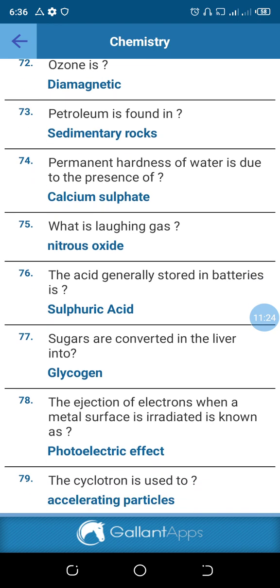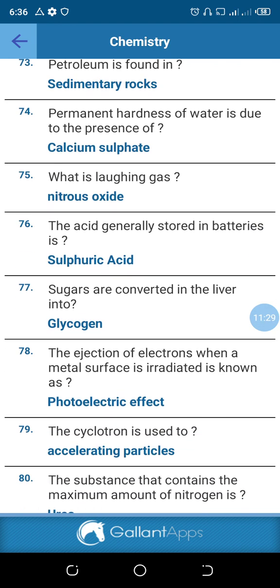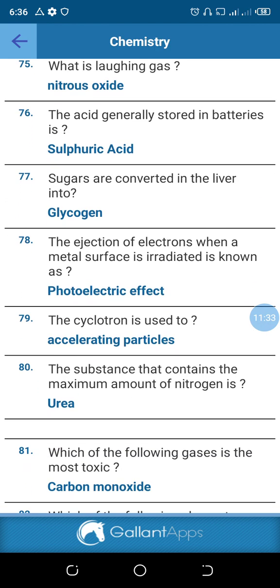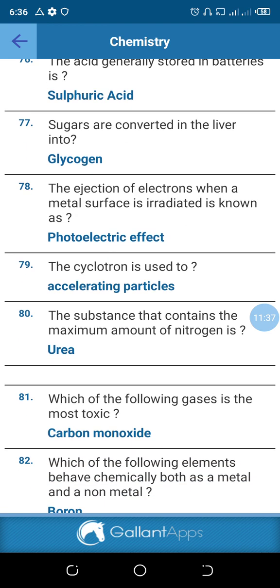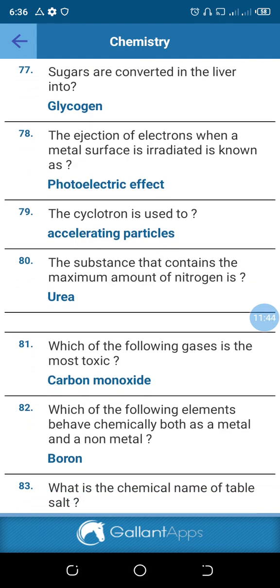Petroleum is found in sedimentary rocks. Permanent hardness of water is due to the presence of calcium sulfate. What is laughing gas? Nitrous oxide. The acid generally stored in batteries is sulfuric acid. Sugars are converted in the liver into glycogen.